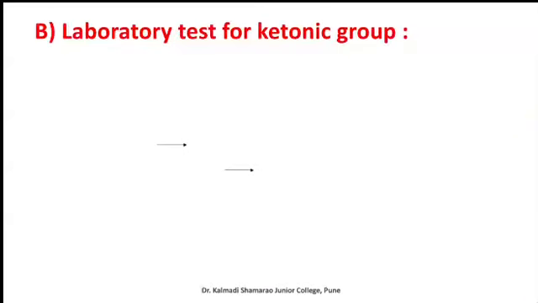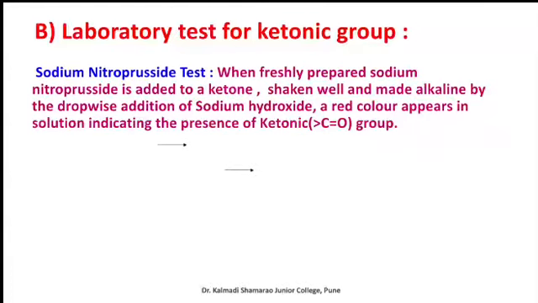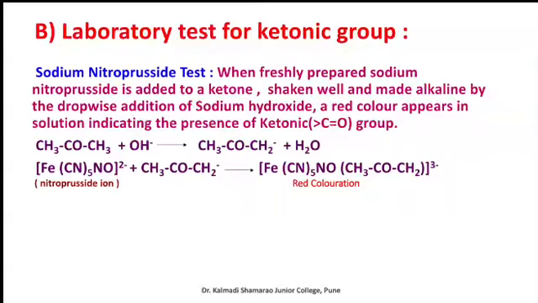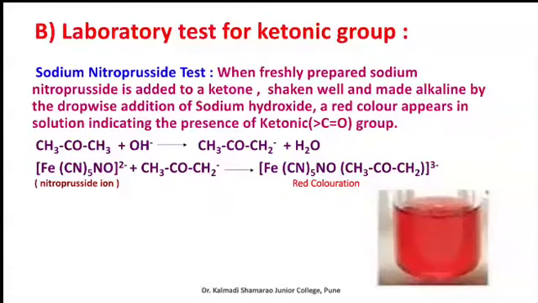The laboratory test which is used to detect the ketonic group in a given organic compound is nothing but sodium nitroprusside test. In sodium nitroprusside test, the freshly prepared sodium nitroprusside is added to a ketone. Then it is made alkaline by the dropwise addition of sodium hydroxide. A red color appears in the solution which indicates the presence of ketonic group. However, aldehydes do not respond to sodium nitroprusside test.